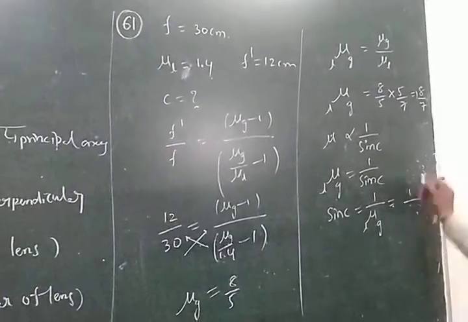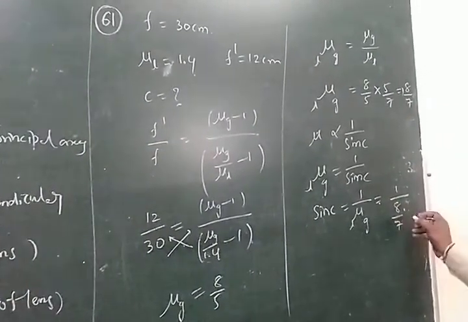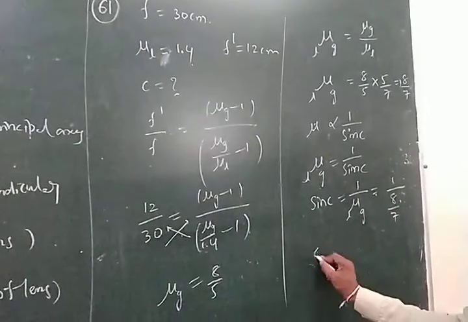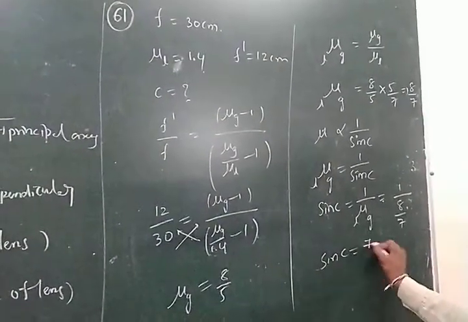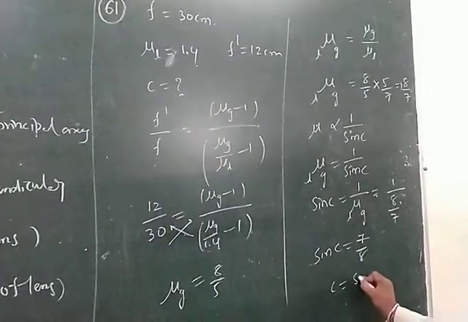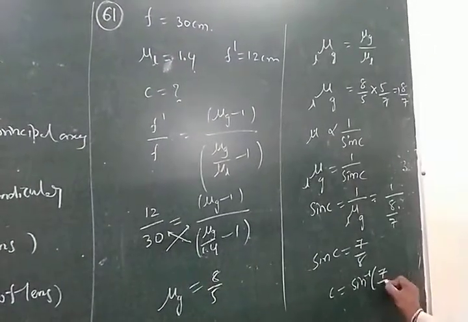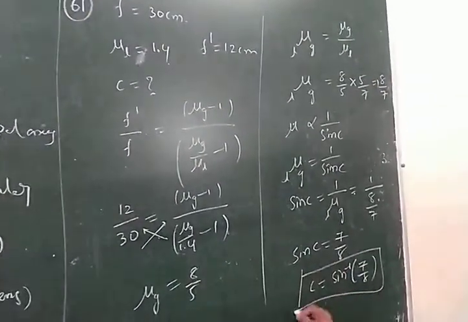Taking the denominator of the denominator to the numerator, sin C is equal to 7 by 8. C is equal to sin inverse of 7 by 8. This is the value of the critical angle.